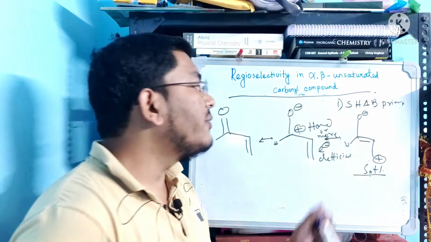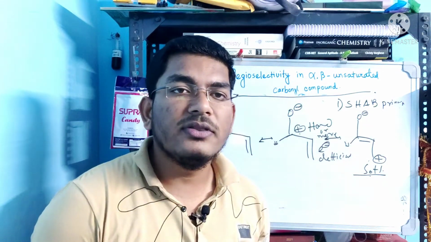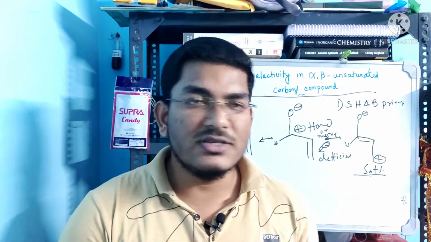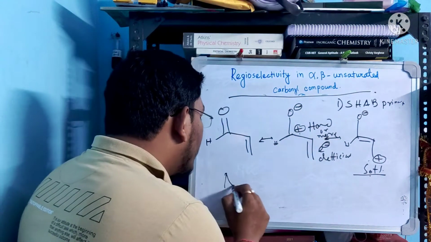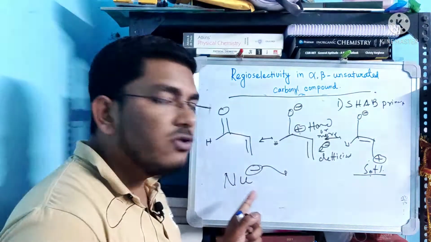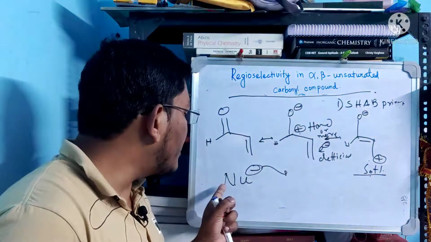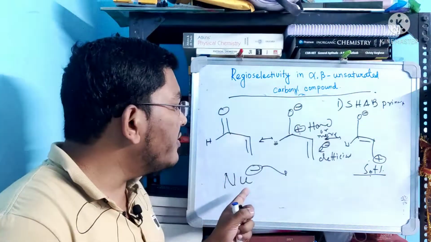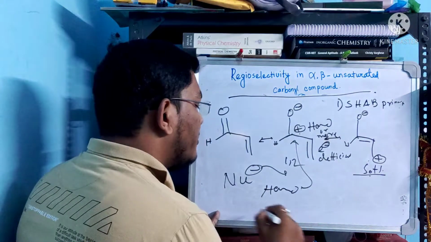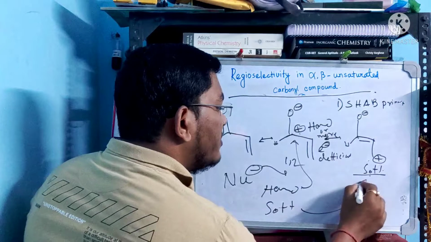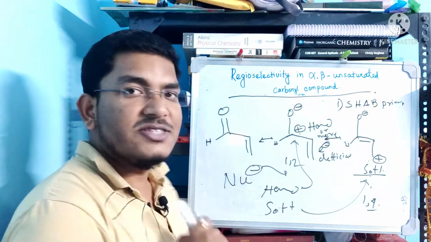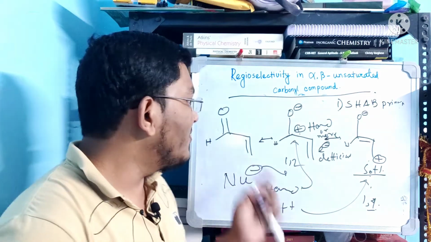Now according to the HSAB principle, we know that a hard acid prefers to bind with a hard base and a soft acid prefers to bind with a soft base, and we know a nucleophile is an electron donor. That means it will act as a base. Now the nature of the nucleophile will decide whether it is hard or soft. If it's hard, then it will prefer 1,2 attack, and if it's soft, it will prefer 1,4 attack. Now let's check with some beautiful examples.